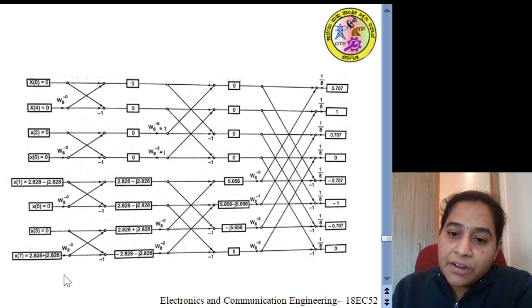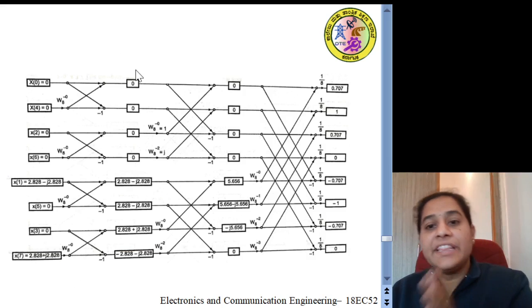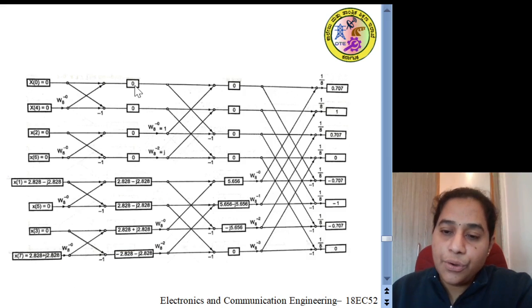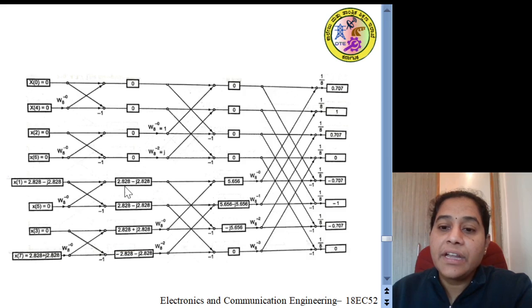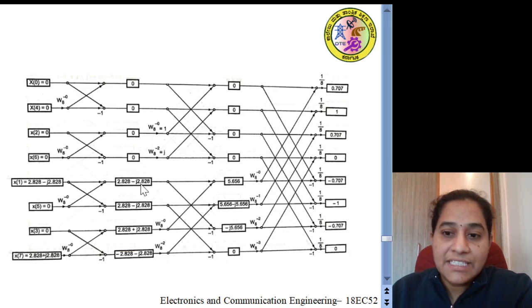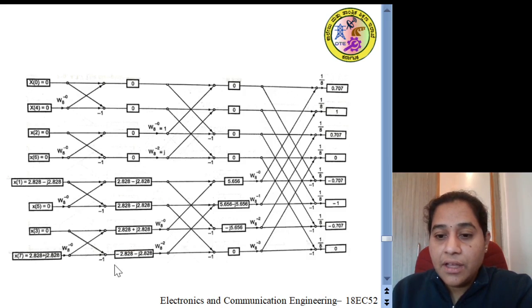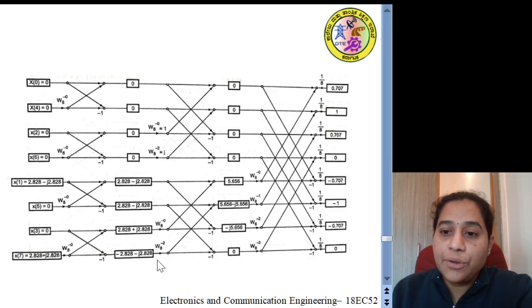So after the computation of the first stage, we obtain the outputs as 0, 0, 0, 0, 2.828 minus j 2.828, 2.828 minus j 2.828, 2.828 plus j 2.828, minus 2.828 minus j 2.828. Okay, and this output can now be taken as input to the next stage.